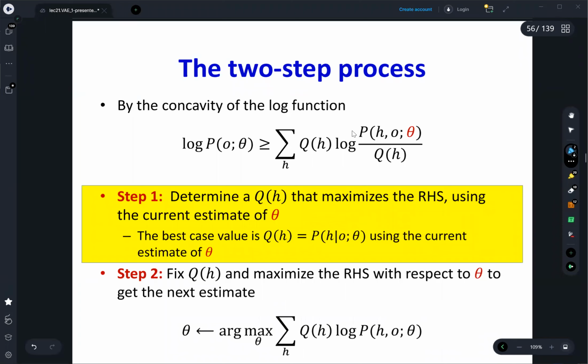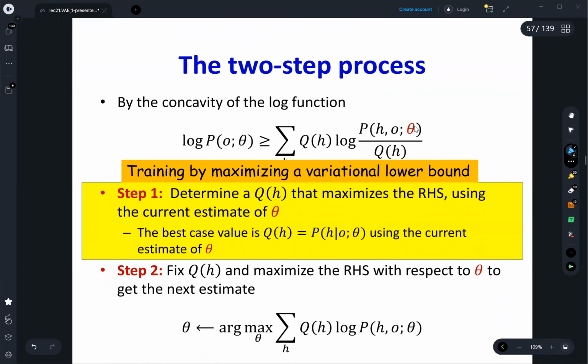There's a two-step process. I'm going to find the Q of H's that maximizes this lower bound. Then I'm going to fix the Q of H. And then using that Q of H, I'm going to maximize this term to the right with respect to theta. And I'm going to keep iterating between the two.